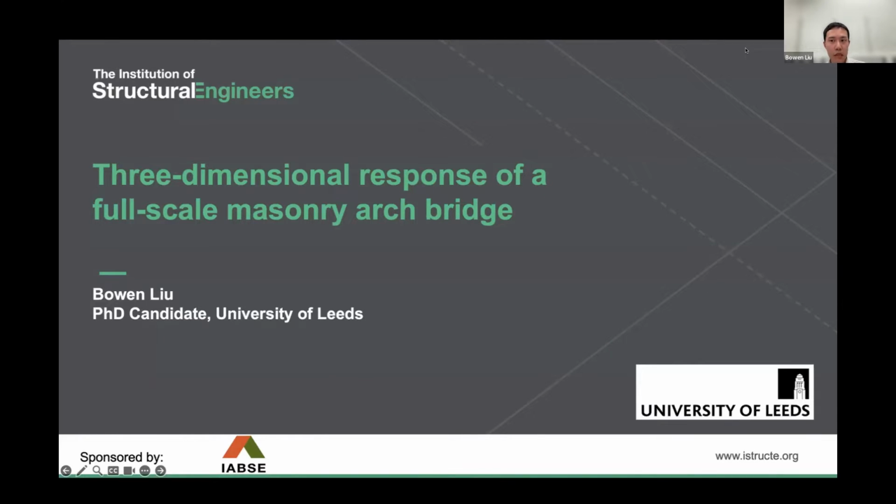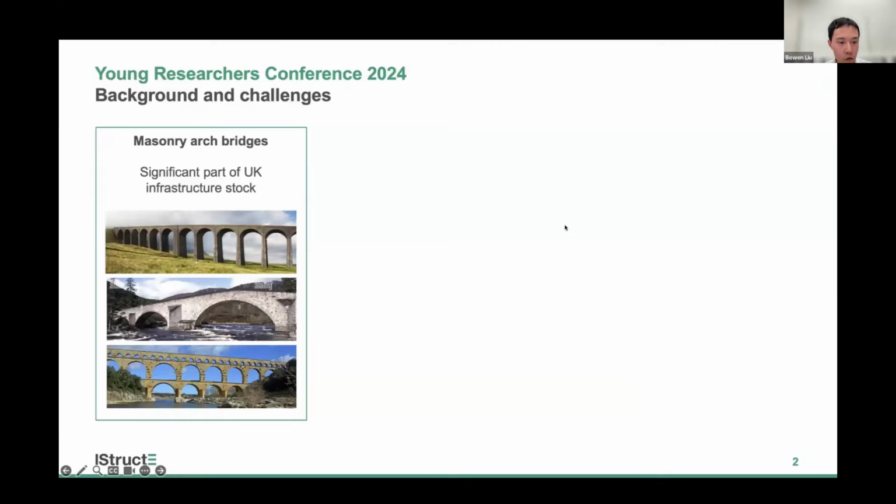Today, my presentation is on the three-dimensional response of a full-scale masonry arch bridge. Masonry arch bridges continue to form a significant part of the transport networks of the UK. There are approximately over 40,000 bridge spans in masonry construction.